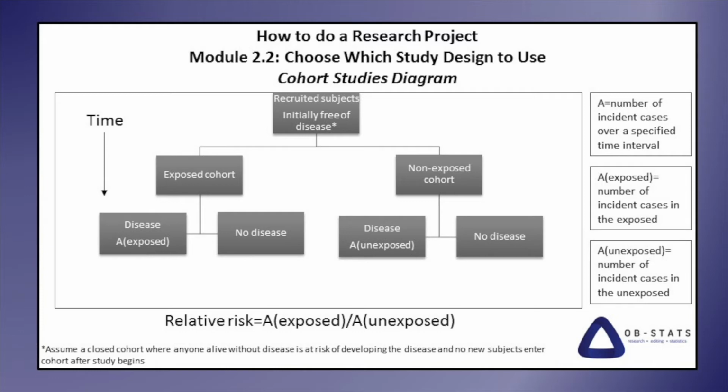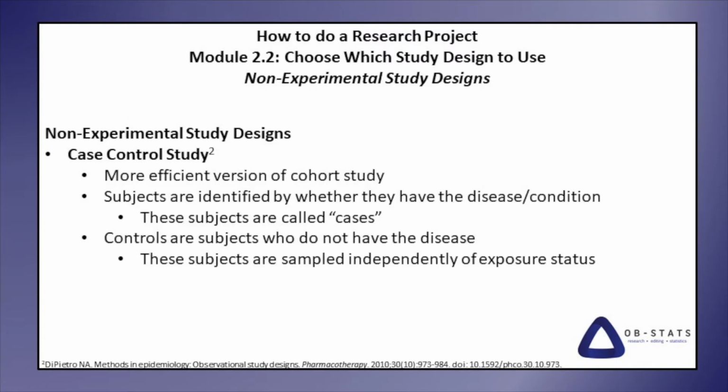Relative risk equals A, exposed, divided by A, unexposed. A equals the number of incident cases over a specified time interval. A, exposed, equals the number of incident cases in the exposed, and A, unexposed, equals the number of incident cases in the unexposed. The case control study is a more efficient version of a cohort study.